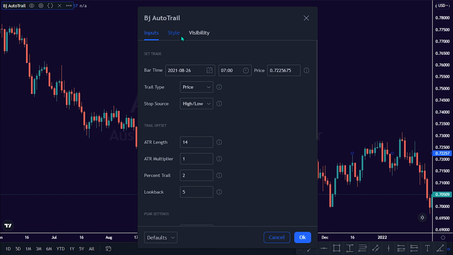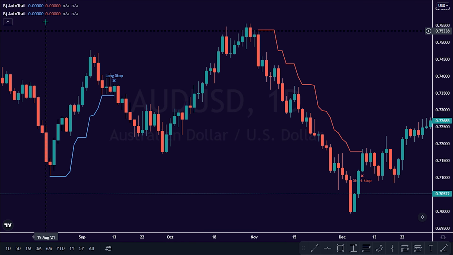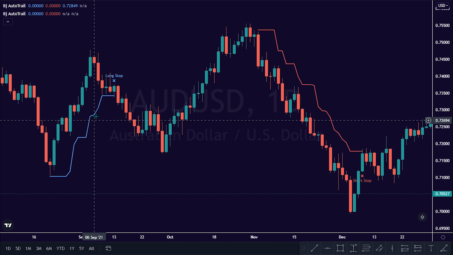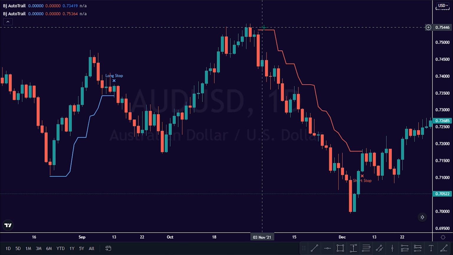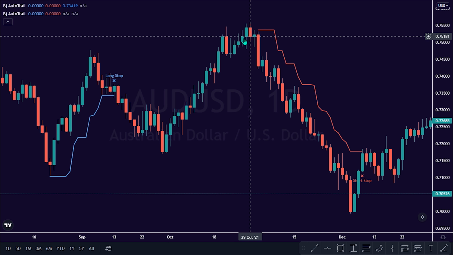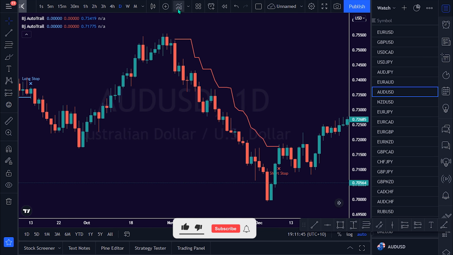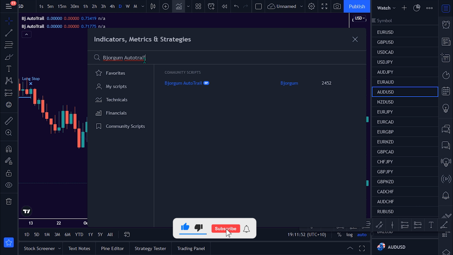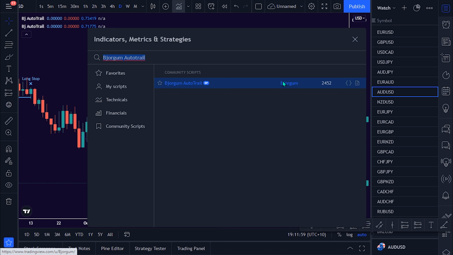What's the Bjorgum AutoTrail indicator all about? The Bjorgum AutoTrail indicator is an overlay trading indicator that traders can use to manage the positional risk of ongoing trades in the market. To apply the indicator on the chart, type the Bjorgum AutoTrail and select the Bjorgum AutoTrail EP by Bjorgum.